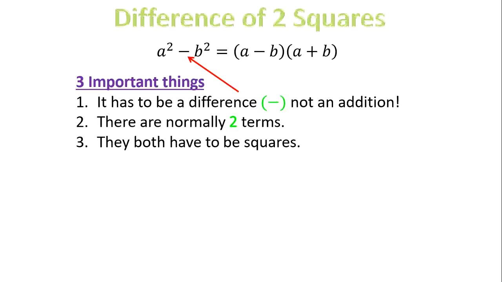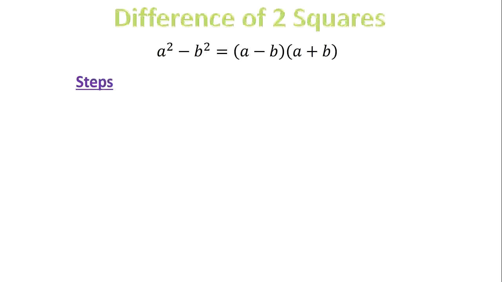And thirdly, they both have to be squared. So it's a squared and b squared. Alright, so they both have to be squares. Those are the three criteria. Then we can factorize using the difference of two squares, otherwise we can't. So we check the three important things. If they're okay, we then have a few steps to do the difference of two squares.